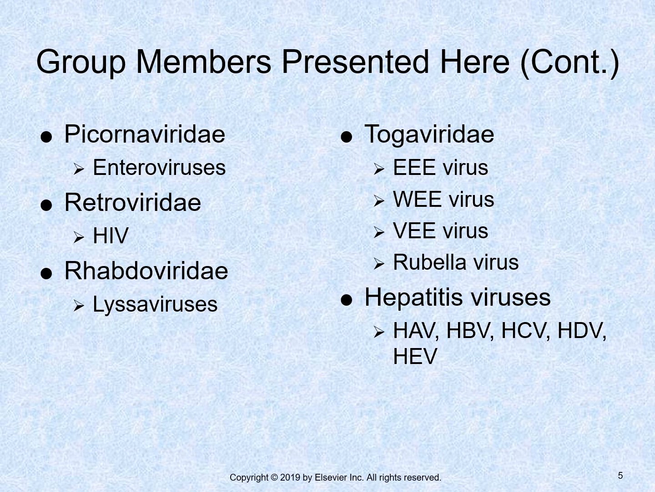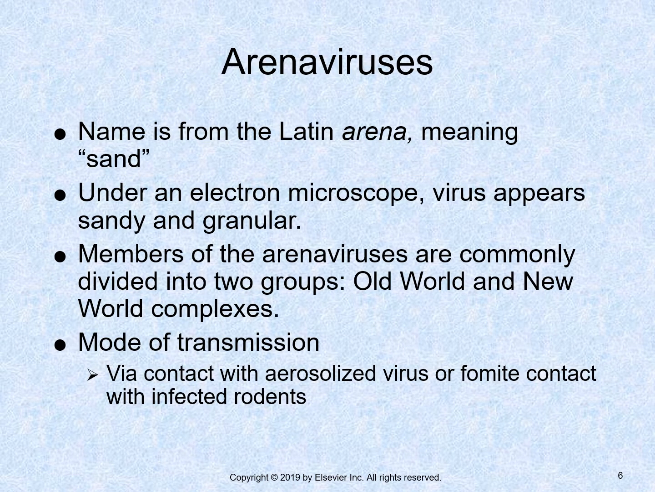The arenaviruses get their name from the Latin word arena, meaning sand, because under an electron microscope, arenaviruses appear sandy and granular. There are 43 named arenaviruses, and the family includes many species that cause hemorrhagic fever. Arenaviruses are commonly divided into two groups, Old World and New World viruses. Arenaviruses can be transmitted via contact with aerosolized virus or contact with fomites with infected rodents.